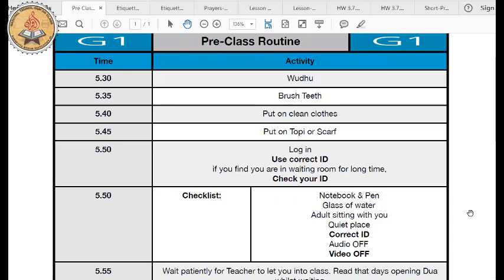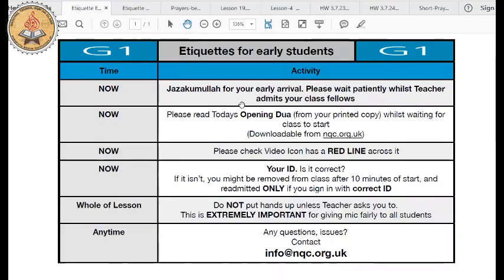And please make sure your video is off. I have put a couple of students in the waiting room and removed them from the class because they keep their videos on, and it creates a distraction and disturbance for all of us. So, etiquettes for early students: in today's class, students started playing with their videos, putting hands up and trying to get the mic.